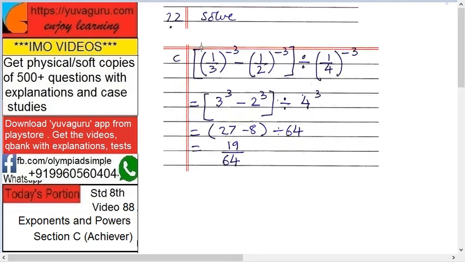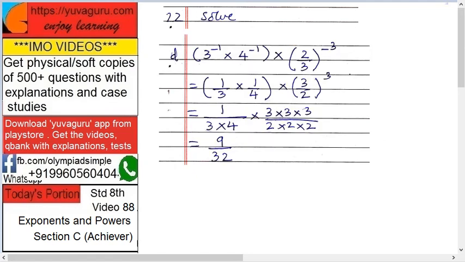Next, bracket 1 upon 3 raised to minus 3 minus 1 upon 2 raised to minus 3, bracket close, divided by 1 upon 4 raised to minus 3. Similar ones, not that difficult. So reverse this: 3 raised to 3 minus 2 raised to 3, bracket close, divided by 4 raised to 3, right? Then 27 minus 8 divided by 64, 19 upon 64, that's it.